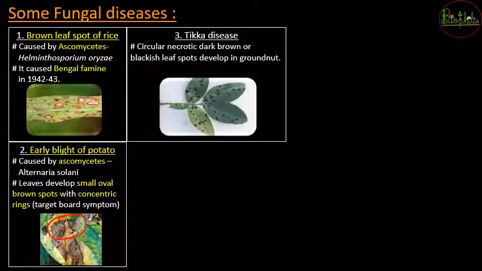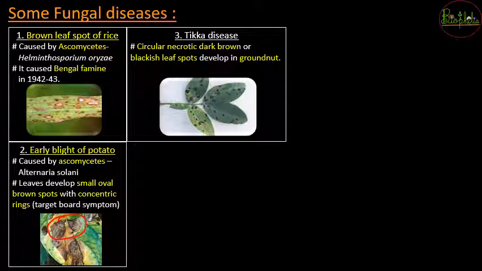So Tikka disease is going to be characterized by circular, necrotic, dark brown or blackish leaf spots that generally occur in the plant, that is groundnut. So groundnuts के leaf में अगर ऐसे circular blackish brown color के spots दिखे, so you can identify that the plant is suffering from a fungal disease, that is Tikka disease.